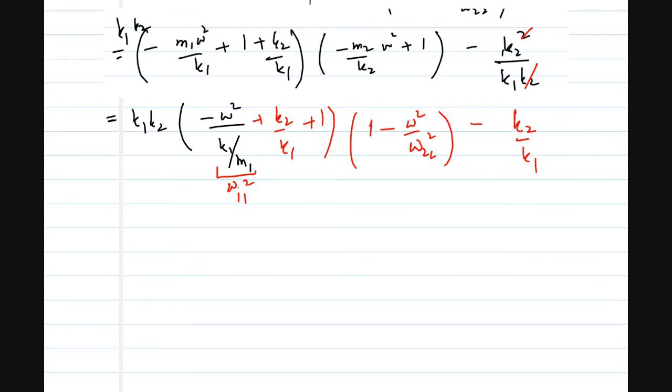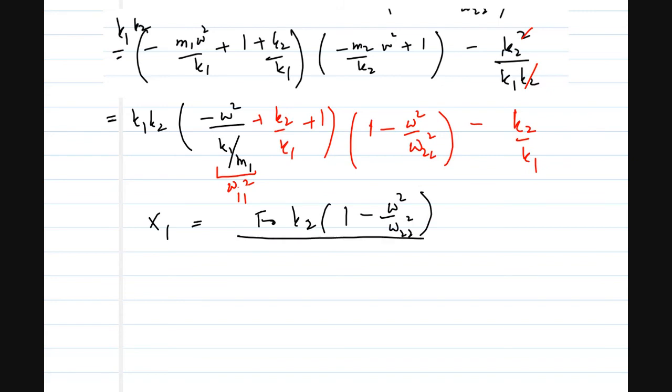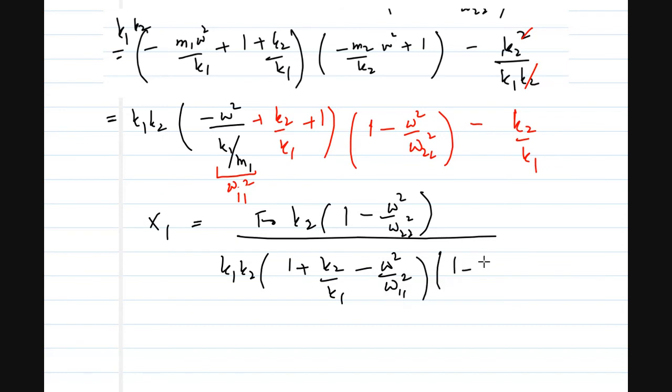Putting those solutions in your main equation of x1, what you get is x1 equals your numerator answer, f naught k2 into 1 minus omega square over omega 22 square, and the denominator is k1 k2 into 1 plus k2 by k1 minus omega square over omega 11 square, into 1 minus omega square over omega 22 square, minus k2 by k1.